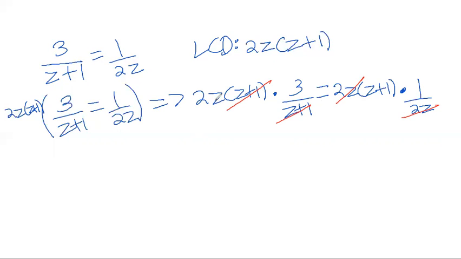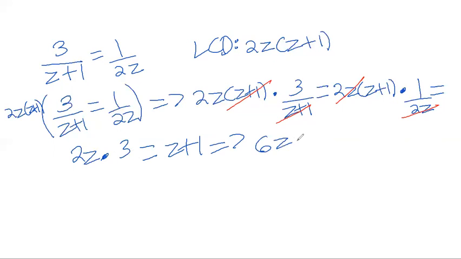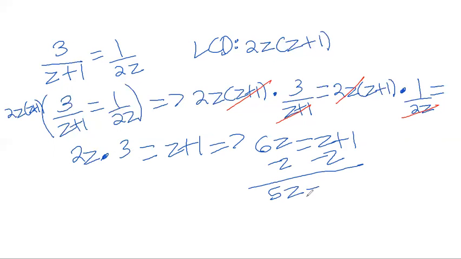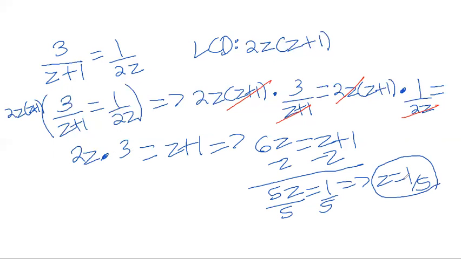I'm going to have 2z times 3 equals z plus 1 times 1, which is z plus 1. And 2z times 3 is 6z equals z plus 1. Subtract z from both sides. I get 5z equals 1. Divide by 5. z equals 1/5. And then you can always plug it in to see if it works or not.